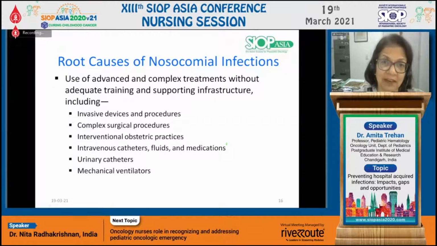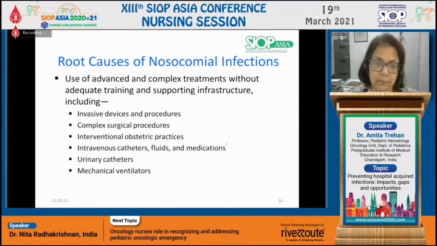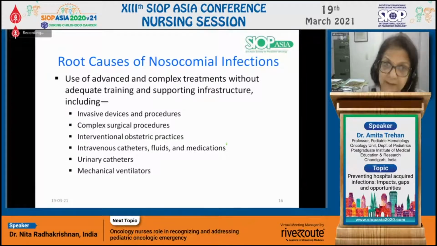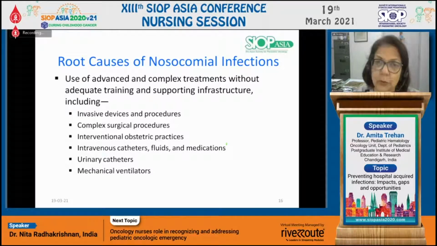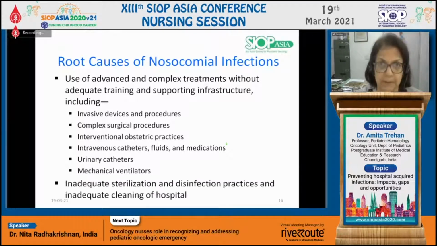So invasive devices and procedures, we put in a lot of central lines in the ward. We have, let's say, 20 children in the ward with leukemia and other malignancies, everybody has a central line, but there are only two nurses. We cannot expect the nurses to manage. There's only one doctor. How will that do? Complex surgical procedures, intravenous catheters, fluids, medications, catheters, ventilators. We cannot run an ICU unless we have sufficient staff. So if we do it, yes, we are predisposing patients to get sepsis.